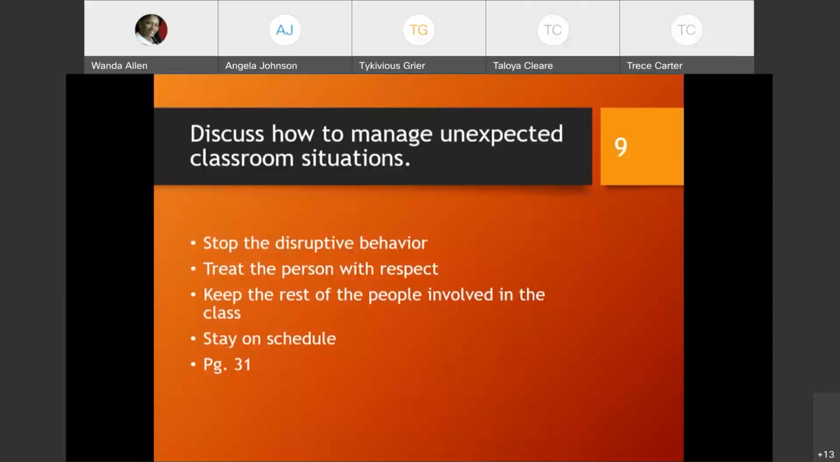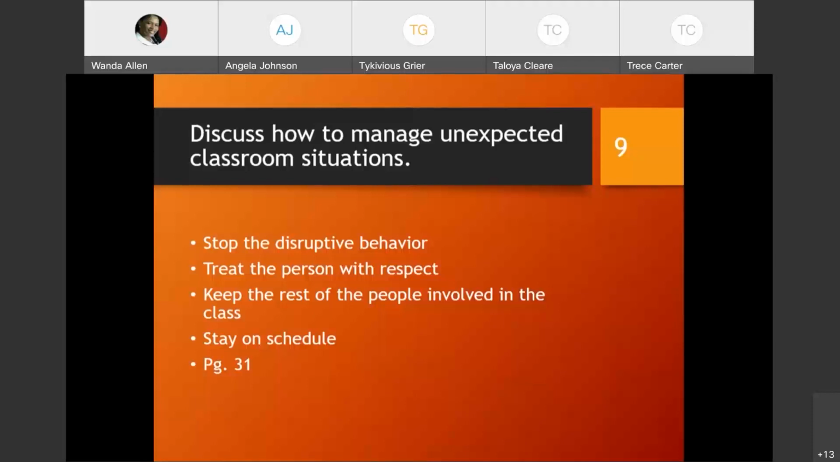Our next objective: discuss how to manage unexpected classroom situations. We do know this does happen sometimes, but when it does, the first thing to do is, of course, to stop the disruptive behavior. You have to stop it. Hopefully you will not have to ask anyone to leave the classroom, but sometimes it does result in that. But as the trainer, you always want to treat the person with respect and also keep the rest of the people involved in the class and stay on schedule.